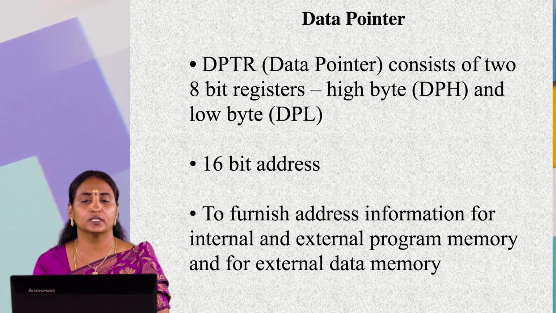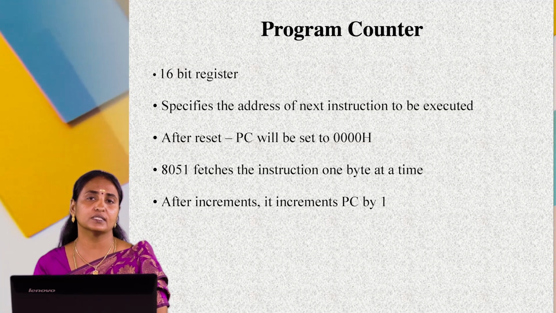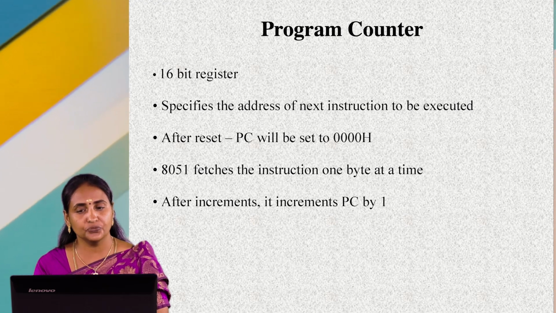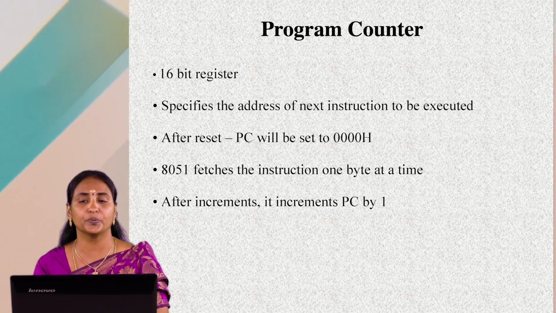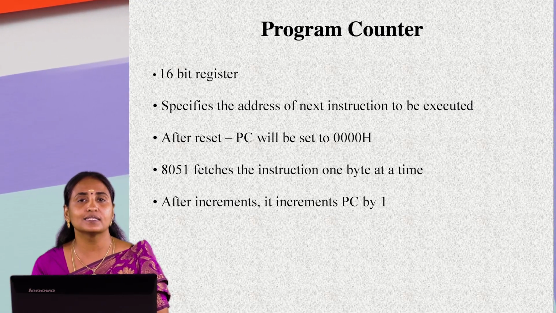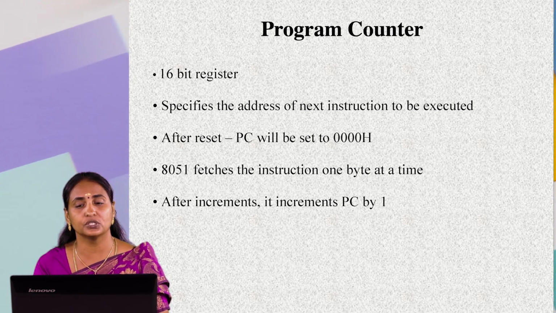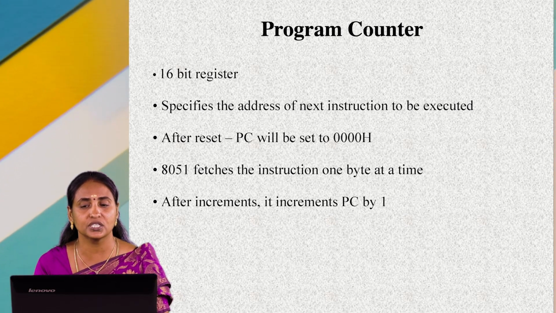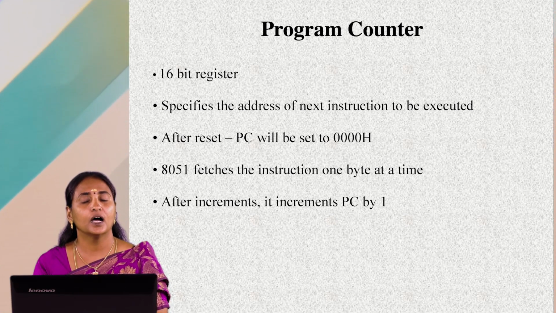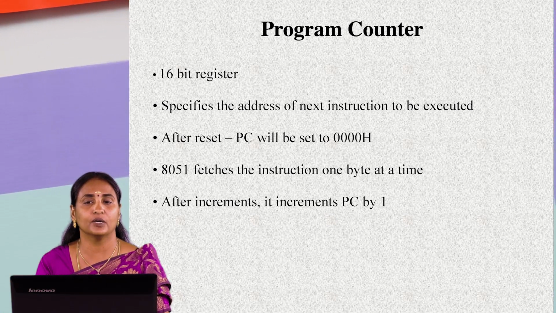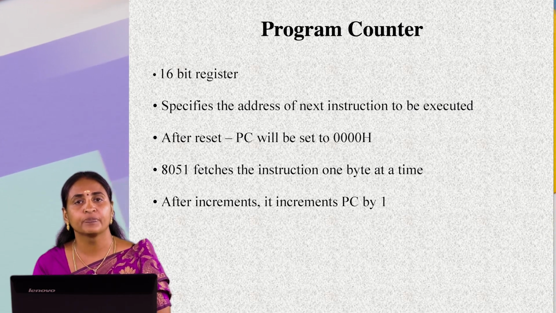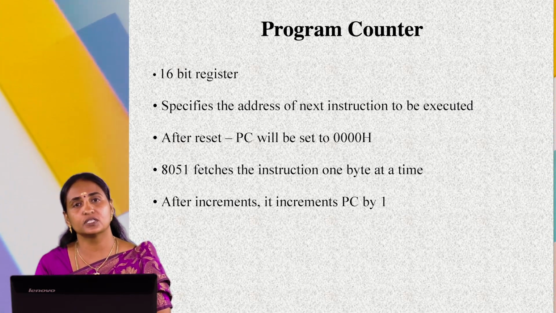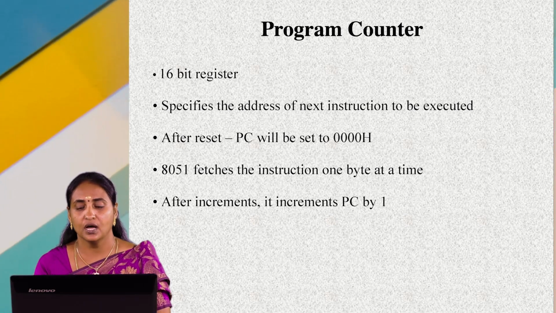And program counter. The program counter is a 16-bit register. It specifies the address of the next instruction to be executed. After reset, PC will be set to 0000H. The 8051 fetches the instruction one byte at a time. After fetching, it increments PC by 1. The program counter points to which instruction is going to execute.